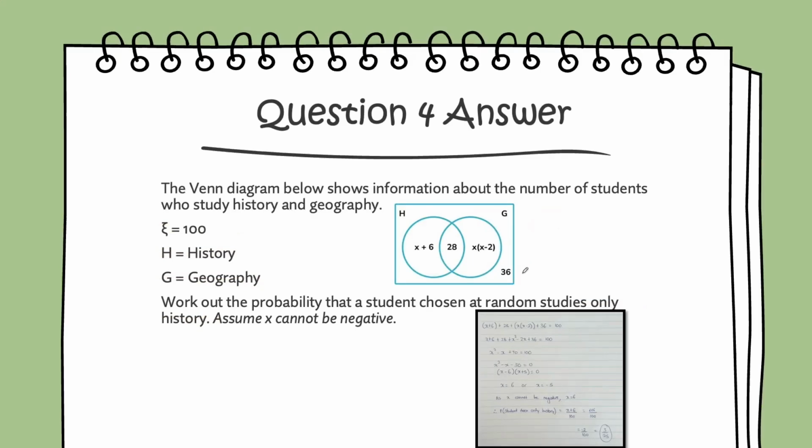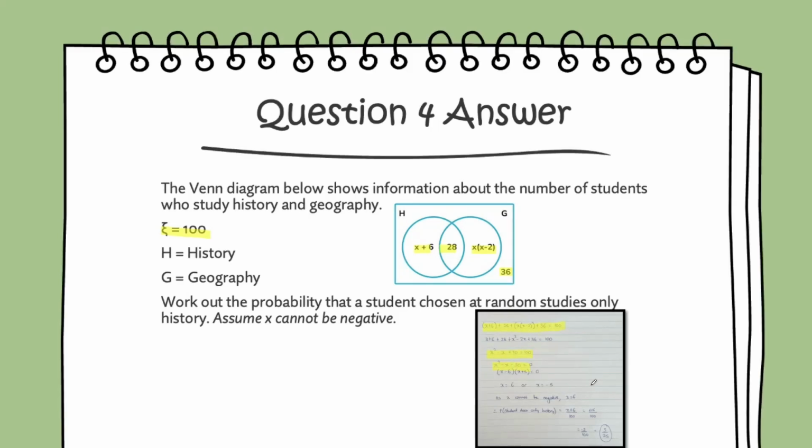What we have done here is use this information: the total number of students that have been surveyed is equal to 100. That means that every element in this Venn diagram, if we add them all up, should give us 100, which is what we've done here. Now we do some algebra, and we get x squared minus x plus 70 needs to equal 100. Bring the 100 over to the other side, and we've got a nice little quadratic equation: x squared minus x minus 30 is equal to 0.